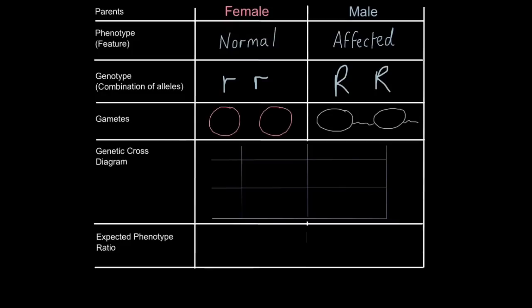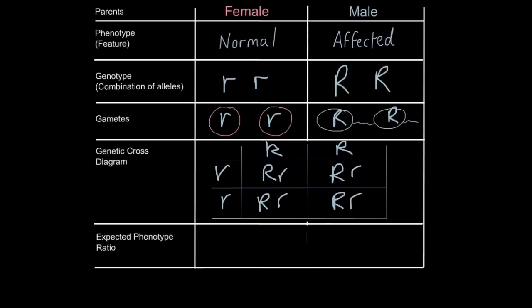Now we have to form the gametes, so there's only one type of gamete both produce, one with small r for the female, one with big R for the male. So now let's set up the cross, and you might be able to predict what's going to happen here. Big R, small r, big R, small r, big R, small r, and big R, small r. So in other words, as all outcomes are heterozygous, that means there's a 100% chance of the offspring, the baby, being born with a condition.